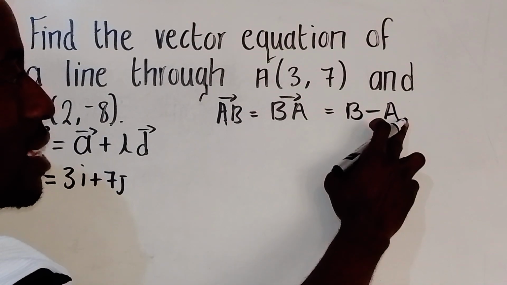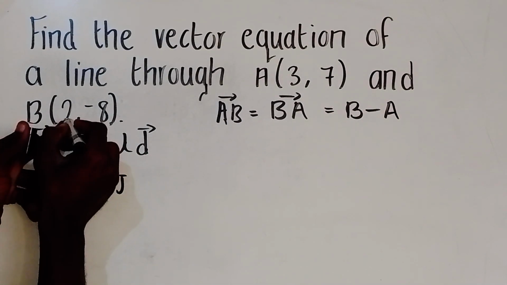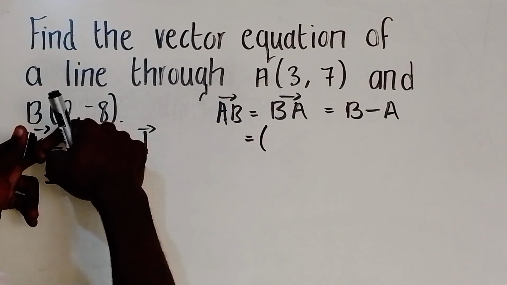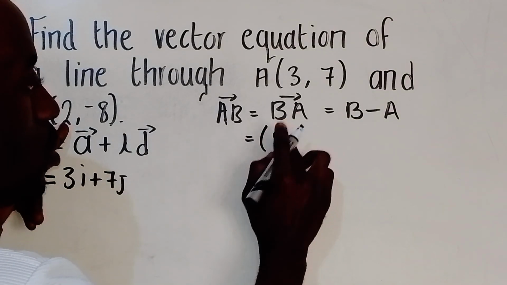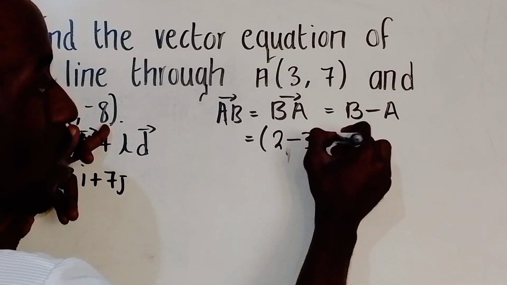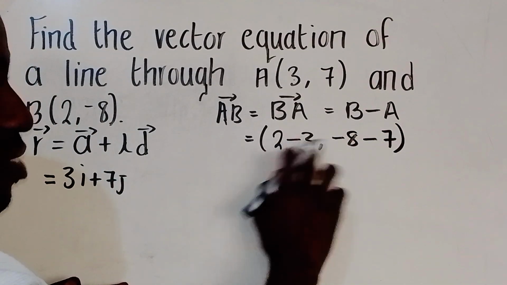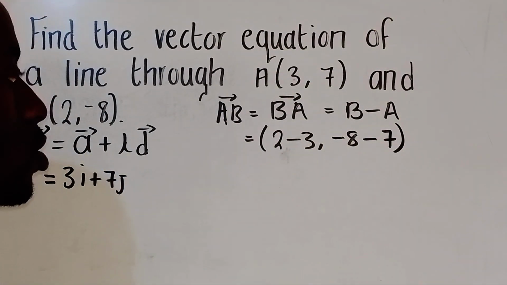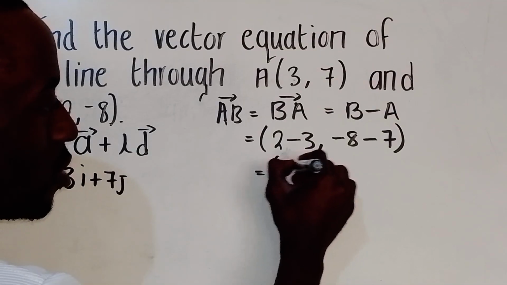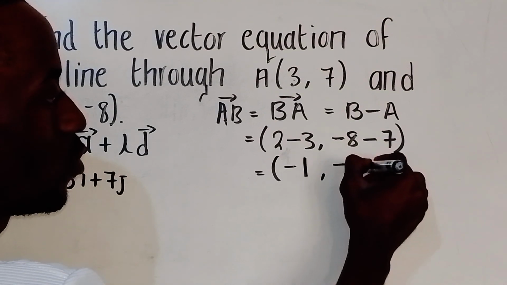So when I say B minus A, it simply means you start with the coordinates for B, this one. So you say 2 minus 3. This is for X, these are the X values. So you say 2 here, minus 3. Again you say negative 8 for Y now. Negative 8 minus 7, which is part of this negative, it is part of the formula, okay? So now we say equal like this. So 2 minus 3 is going to give me negative 1. So negative 8 minus 7 is going to give me negative 15.